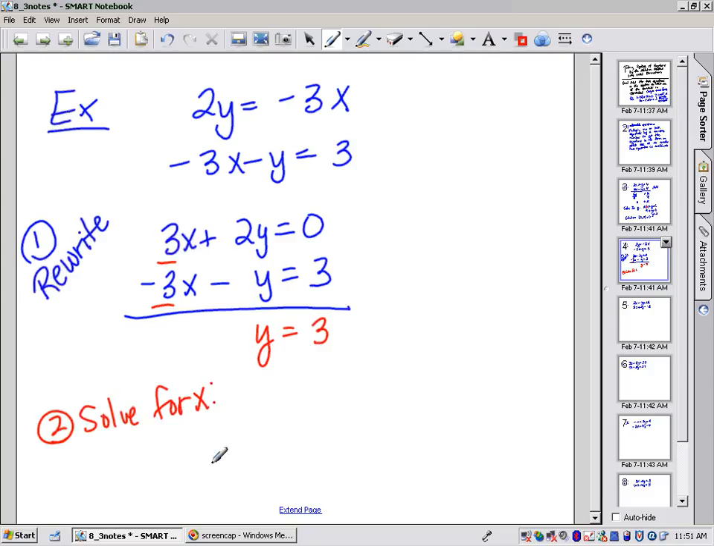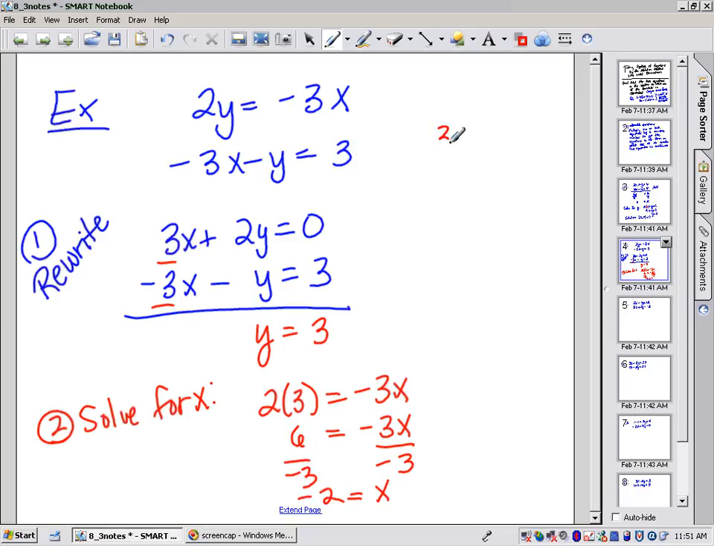We can plug that into either one of the equations. It doesn't matter. If we plug into the first equation, we would have 2 times 3 is equal to negative 3x. 6 equals negative 3x. And we can divide by negative 3 to get x is equal to negative 2. So our solution to this system is the ordered pair negative 2, 3.